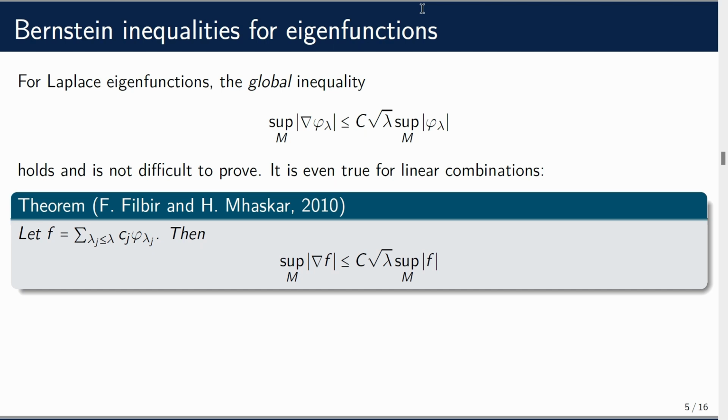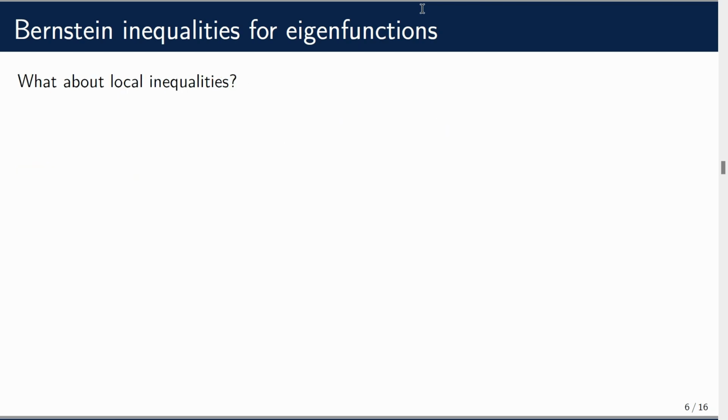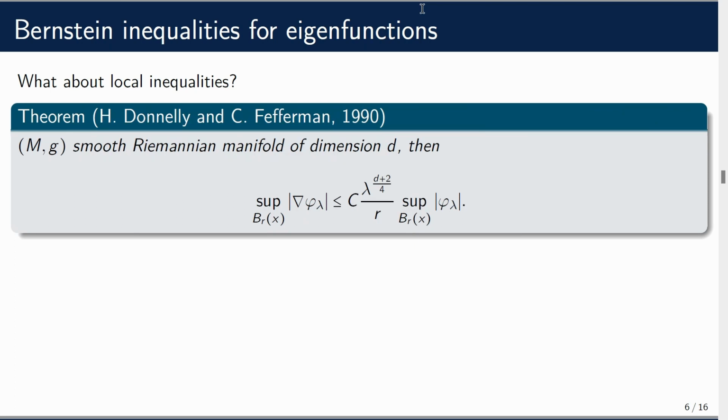I'm more interested in the Markov-style inequalities, so local inequalities for eigenfunctions. And again, you ask yourself a question about eigenfunctions, you first check Donnelly-Fefferman, okay? Because probably they've done something, and they did. In another paper, they have this sort of local gradient inequality that tells you that the supremum of the gradient on a geodesic ball is bounded by lambda to some dimensional power over r times the supremum of the eigenfunction.